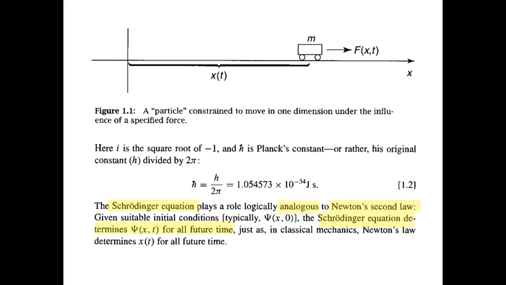One thing I forgot to say, that in the equation h cut basically denotes the Planck's constant divided by 2 pi, and i is the root of -1. So coming back, the Schrodinger equation is basically analogous to Newton's second law, of course with few suitable initial conditions, because Schrodinger equation also determines psi for all the future times, just as in classical mechanics Newton's second law did.